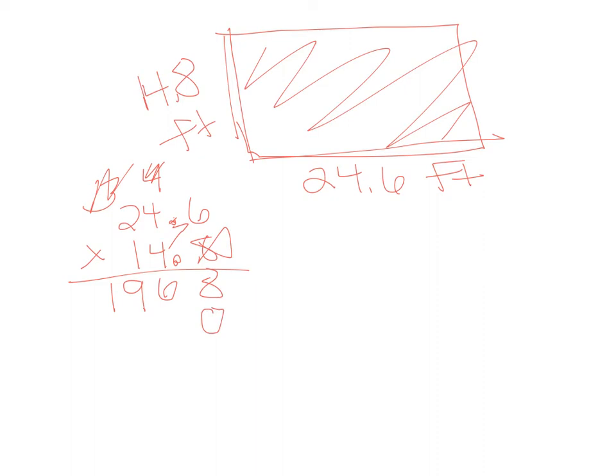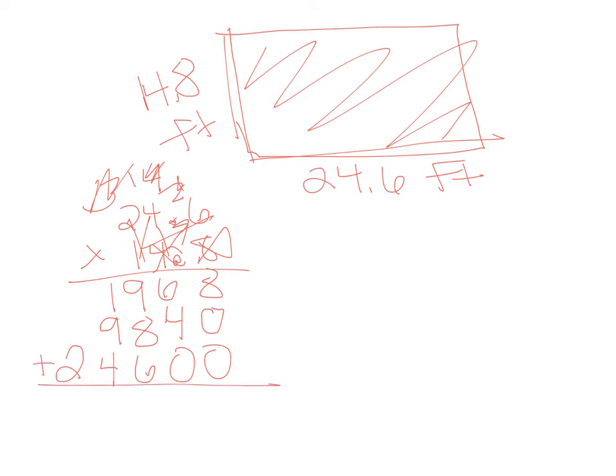I now do 4 times 6 is 24. Carry the 2. 4 times 4 is 16, plus 2 is 18. Carry the 1. 4 times 2 is 8, plus 1 is 9. I'm done with the 4 and the 8, so now I need 2 placeholders. 1 times 6 is 6. 1 times 4 is 4. 1 times 2 is 2. I'm going to add these up. I have 8, 10, carry the 1, 24, carry the 2, 16, carry the 1, and a 3.